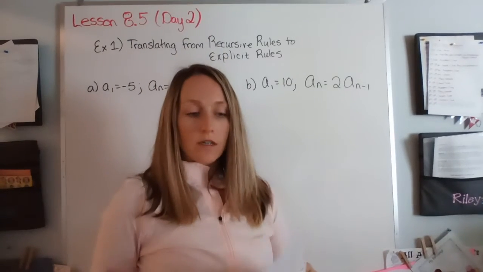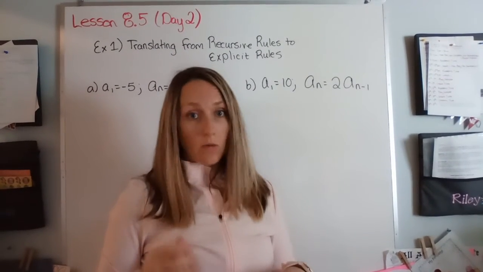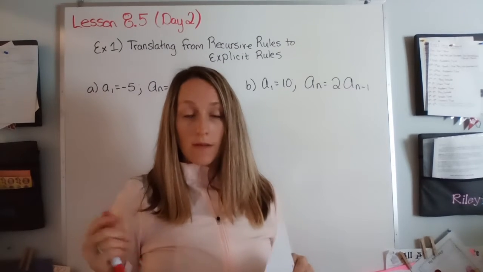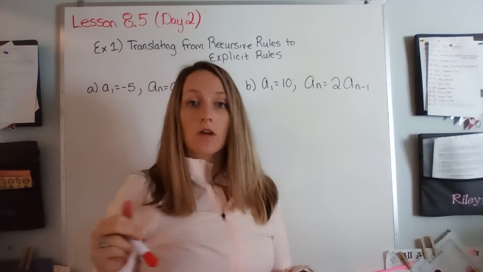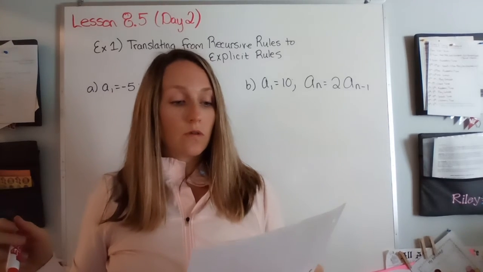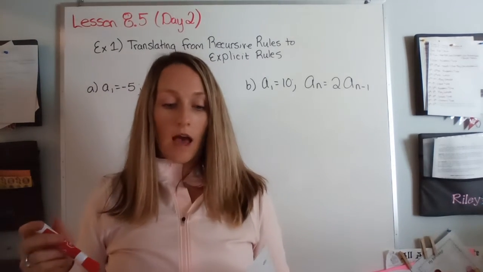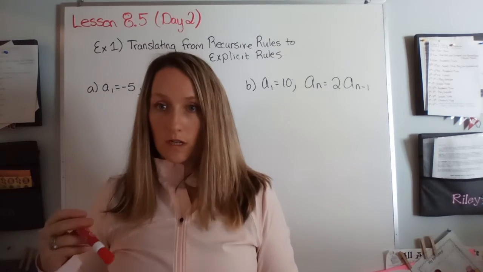All right, hi guys. So we're going to finish up lesson 8.5. Today's day 2, but it's only one problem, part A and B, and then we're done. So yesterday we looked at going from an explicit rule to a recursive rule. Today we're going to do the opposite. We're going to go from a recursive rule to an explicit rule.